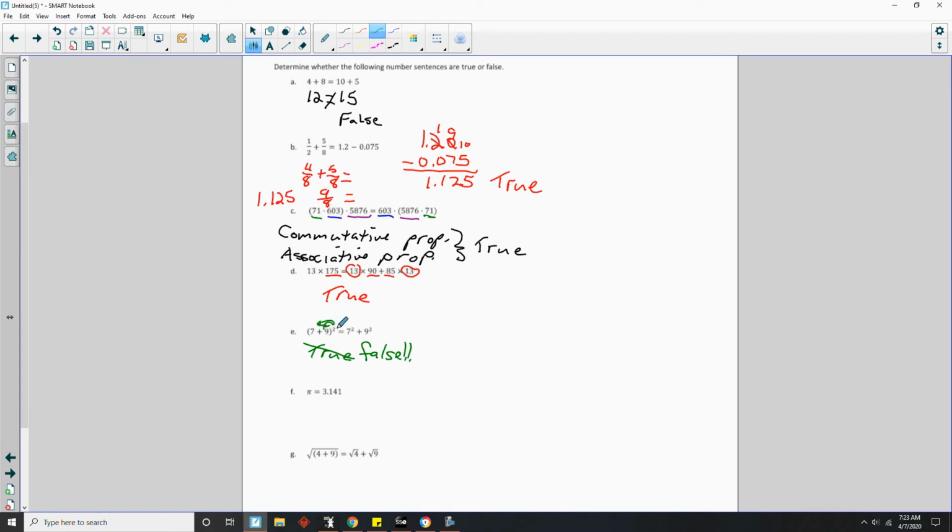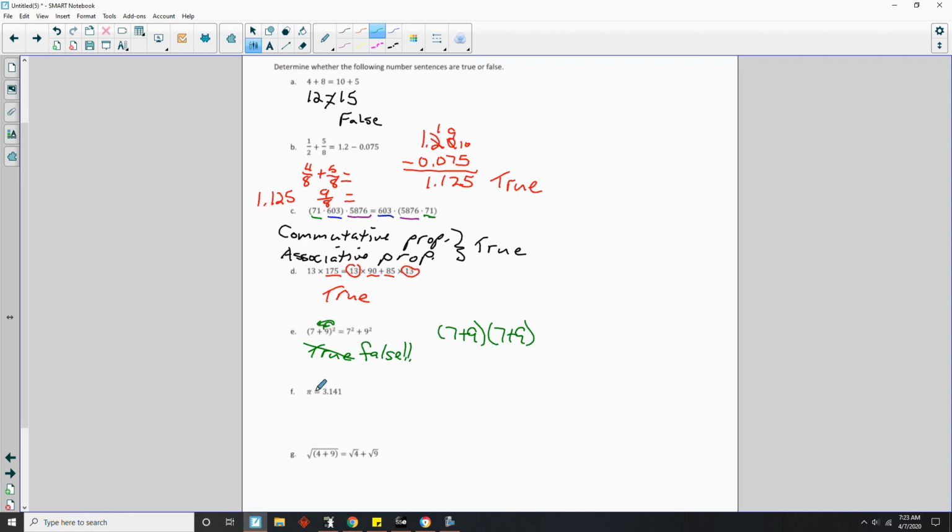So I cannot just distribute those. And the reason being is 7 plus 9 squared means 7 plus 9 times 7 plus 9, not 7 squared plus 9 squared. So this would actually be 7 squared plus 63 plus 63 plus 9 squared.